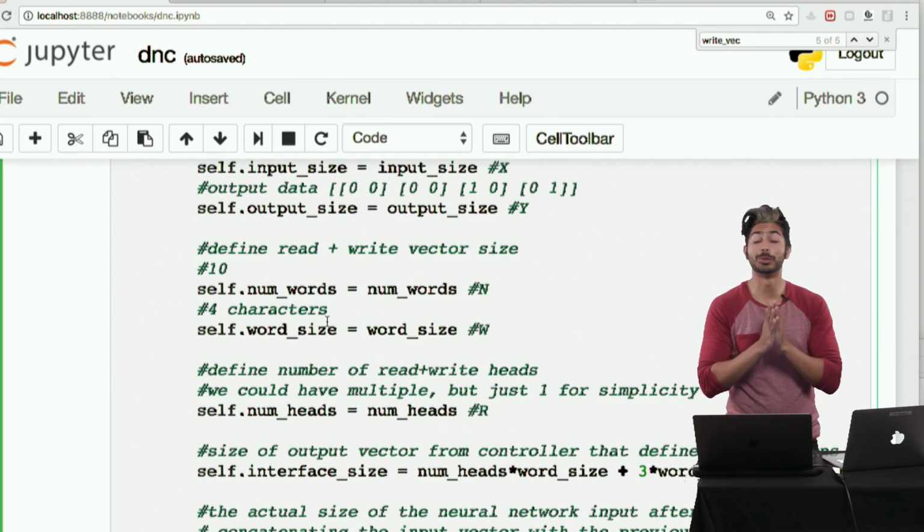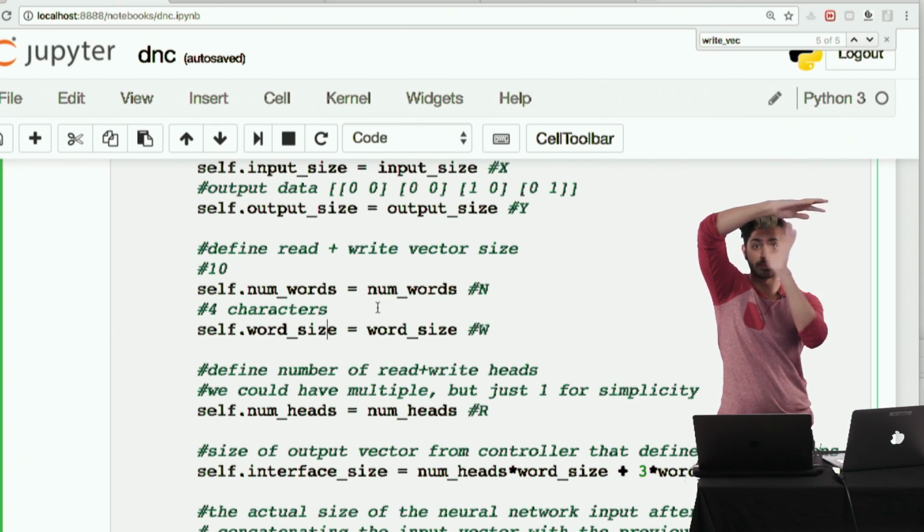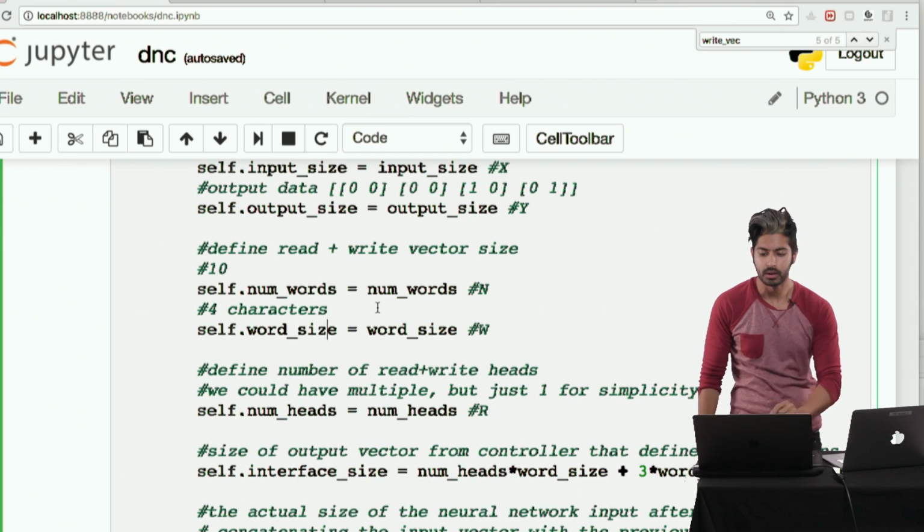In fact, we're going to use it to initialize the size of our memory matrix. Our memory matrix is going to be the number of words by the word size. That's the size of our memory matrix.